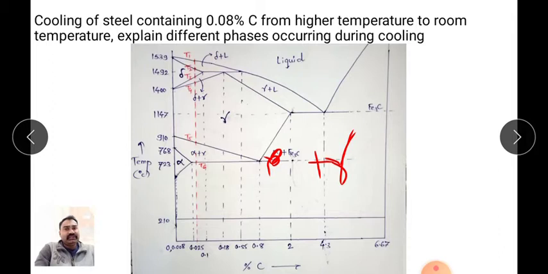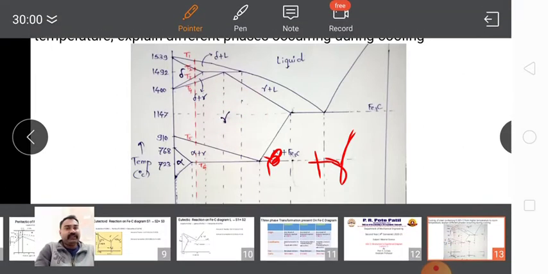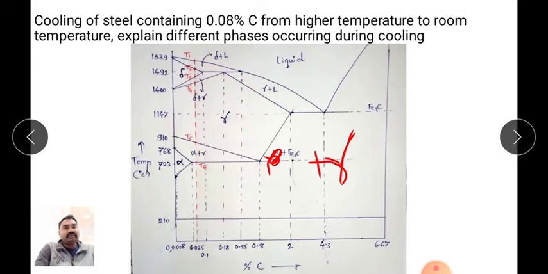So in between temperatures T4 and T5 the complete austenite phase will be obtained. Is it understood? Once again we will repeat.